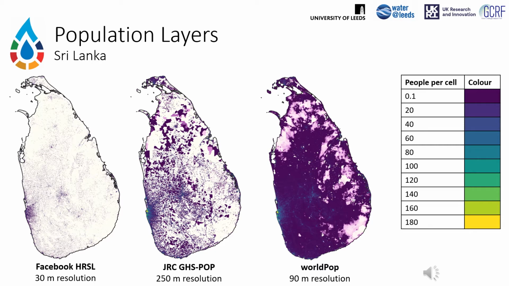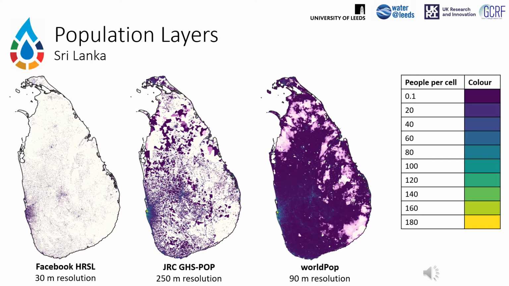The second population map, shown here in the center, was produced by the European Commission Joint Research Center and is called the Global Human Settlement Population Map. It uses Landsat imagery to identify built-up areas and settlements, and then distributes census data over these identified settlements. This population map is available globally at 250 meters resolution.